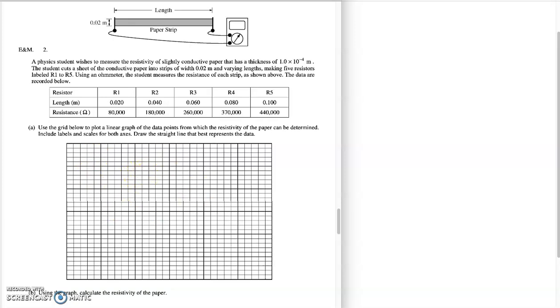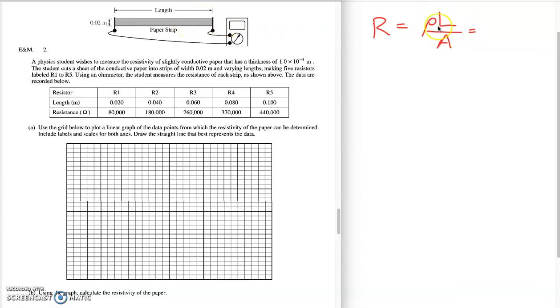So let's see if they tell us... plot a linear graph from which the resistivity can be determined. So they're not giving us a whole lot of instruction here. Now on the equation sheet, there is the formula relating the resistance to the resistivity, length, and cross-sectional area.